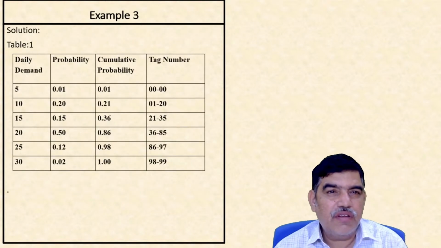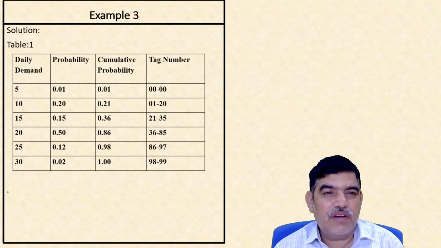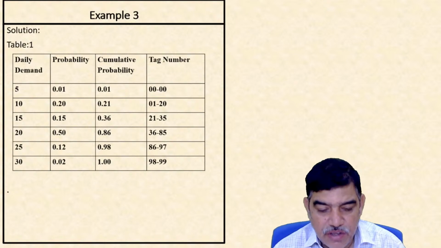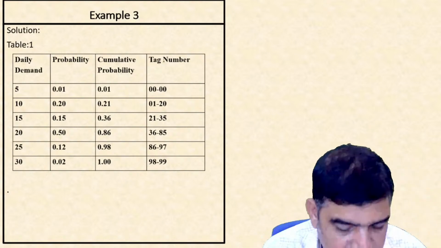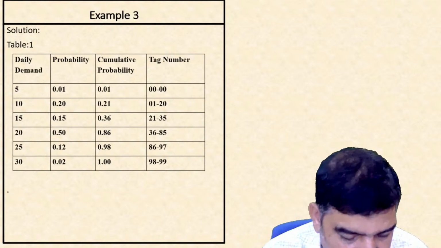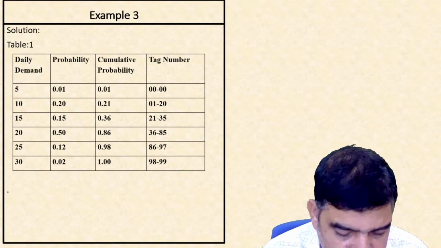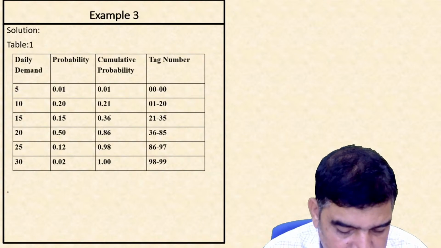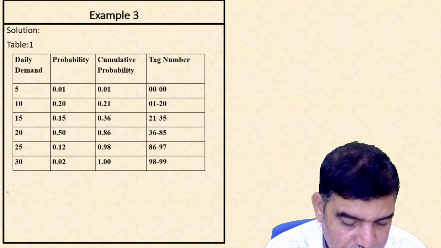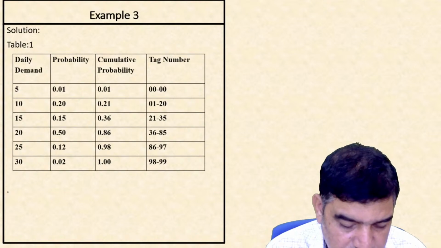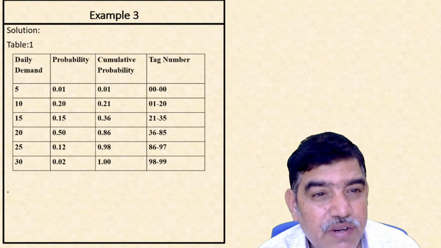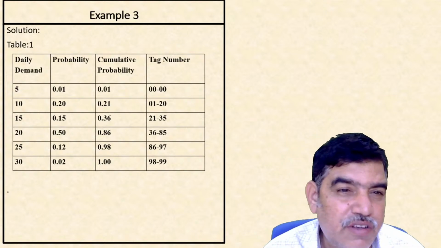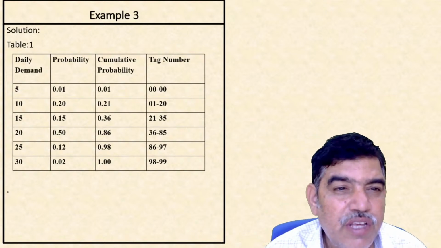Now we can solve by using table 1. We have to calculate the actual Monte Carlo simulation. The Monte Carlo simulation says: select the measures of effectiveness of the problem, identify the variable with a significant influence on the measure, establish the probability distribution for each variable, prepare the cumulative probability distribution for each variable. So that's why you have to calculate the probability and cumulative probability. But the probability is given in this question, so we have to calculate the cumulative probability.